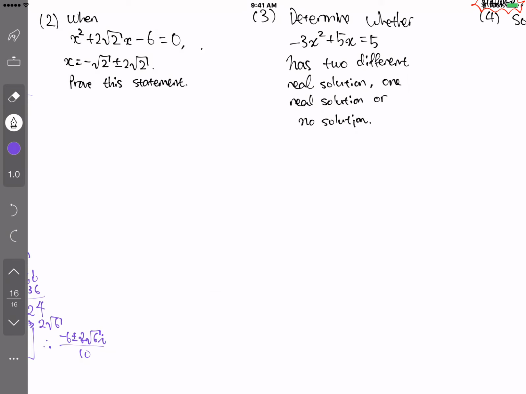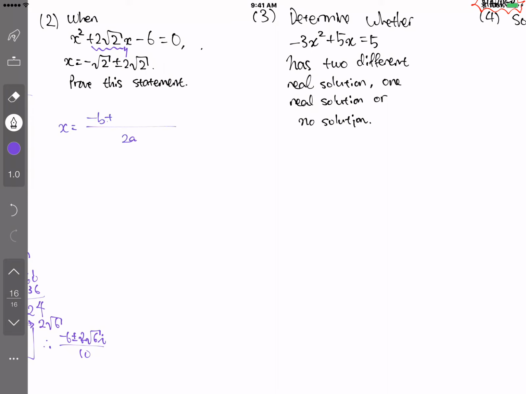The second question: when x squared plus 2 root 2 x minus 6 is 0, x becomes negative 2 plus minus 2 root 2. Prove this statement. This question is basically asking whether the statement is true or false. What you have to do is just substitute into the quadratic formula, because if you have a variable with irrational coefficients, you can't factorize them with whole numbers. So let's directly use the quadratic formula.